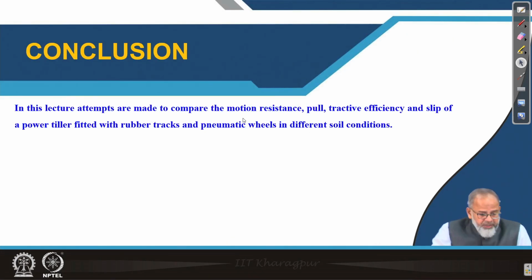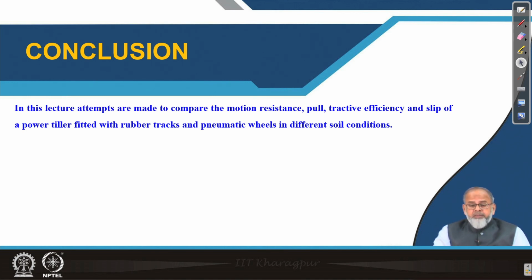So in this lecture, attempts are made to compare the motion resistance, the pull, the tractive efficiency, and at what slip values you are getting the maximum tractive efficiency when the power tiller is fitted with a track or when it is fitted with a wheel, and they are compared for 3 different soil conditions. So from there what we conclude is the track is giving you better performance. Performance in terms of rolling resistance, in terms of tractive efficiency, in terms of coefficient of traction.